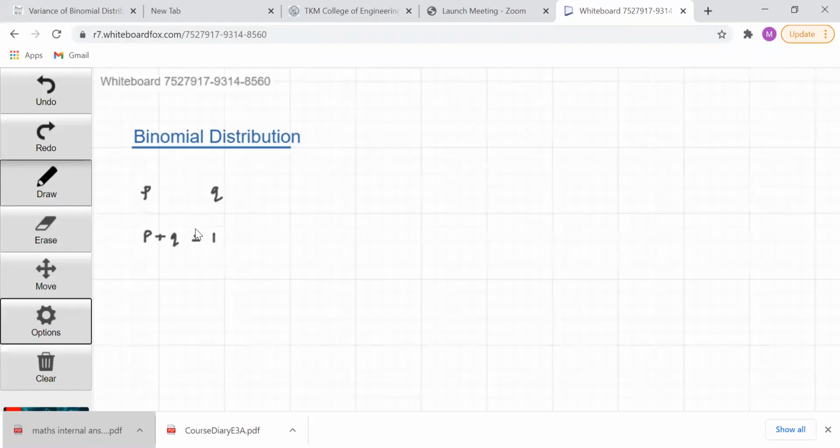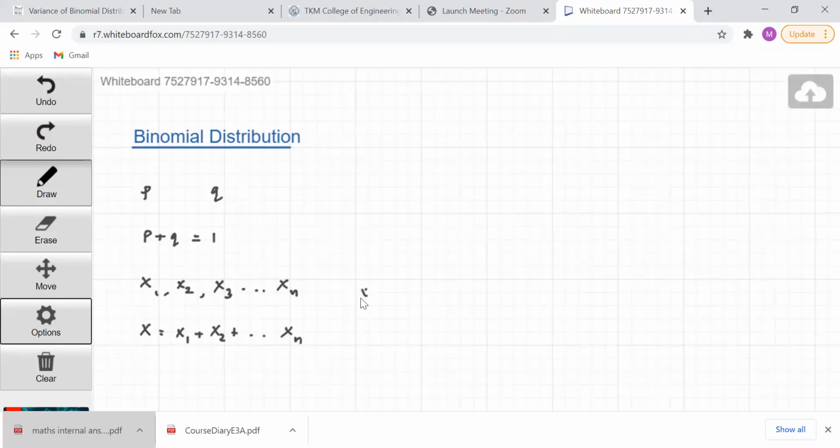to 1. Suppose that the experiment is conducted n times independently, let's say x1, x2, x3 up to xn, and let x be equal to x1 plus x2 plus etc. up to xn, where each xi is taking 0 or 1 value depending on success or failure.